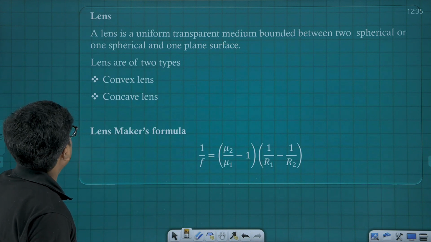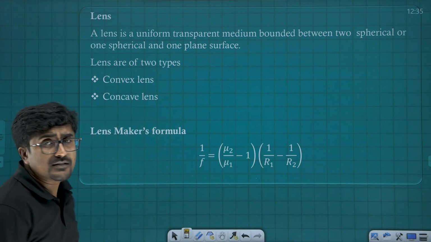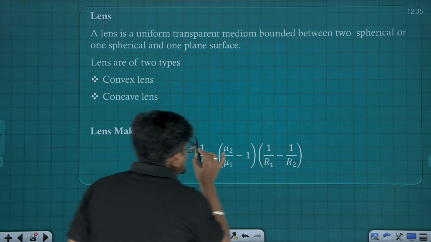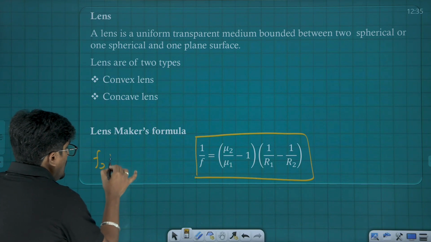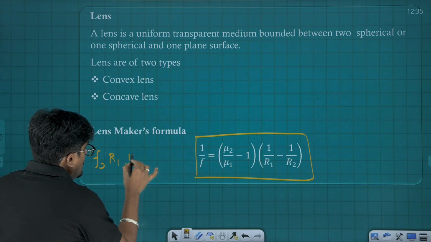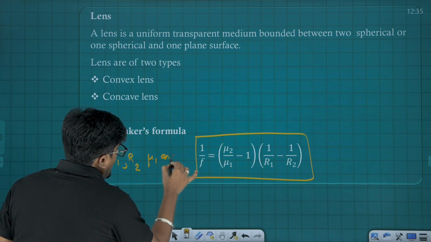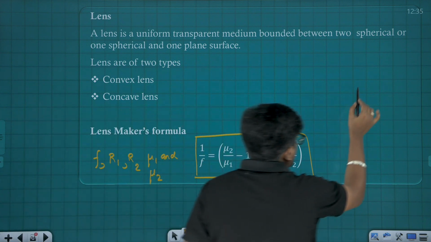Moving to the next, that is the Lensmaker's formula. The Lensmaker's formula gives the relationship between f, r1, r2, mu 1 and mu 2. Let's try to understand what this basically stands for.